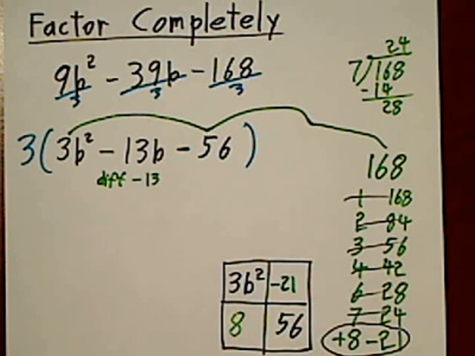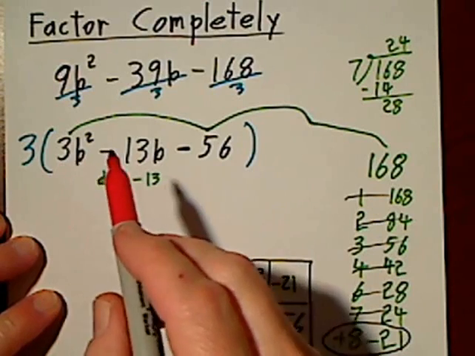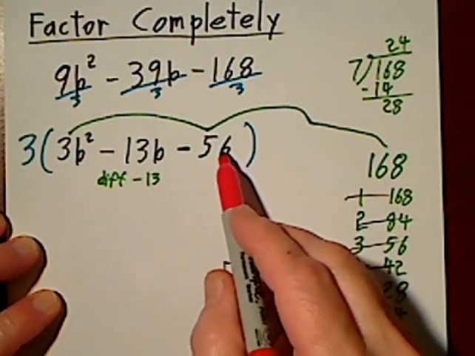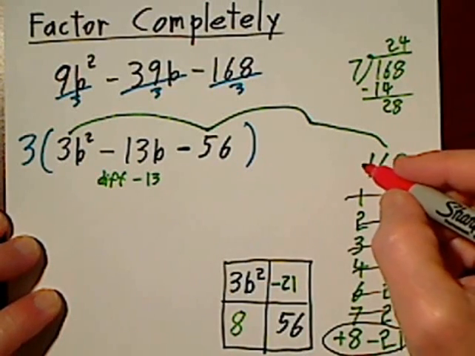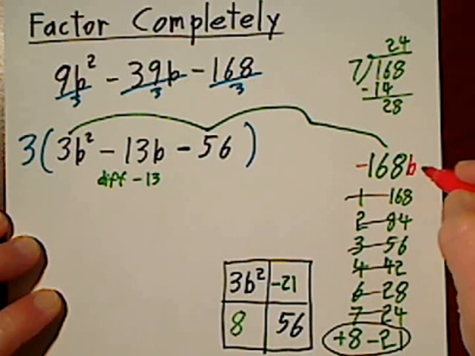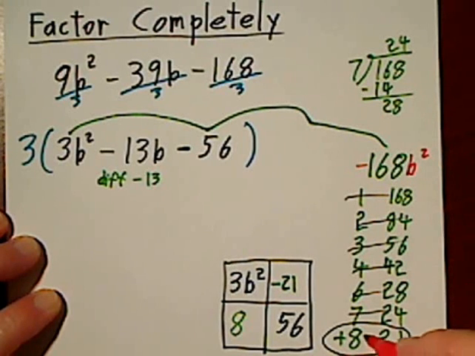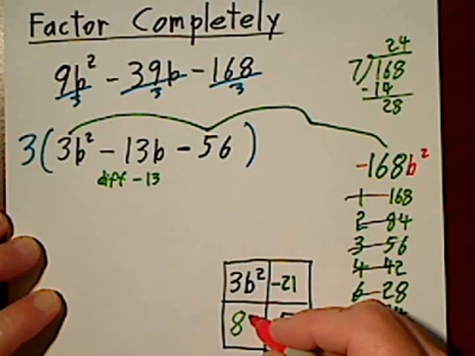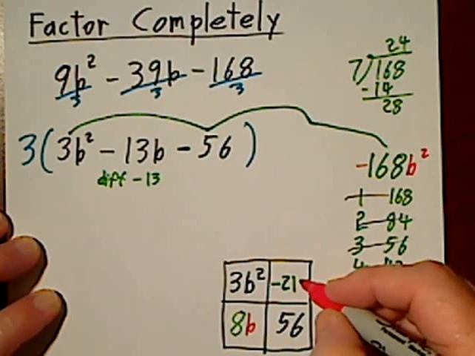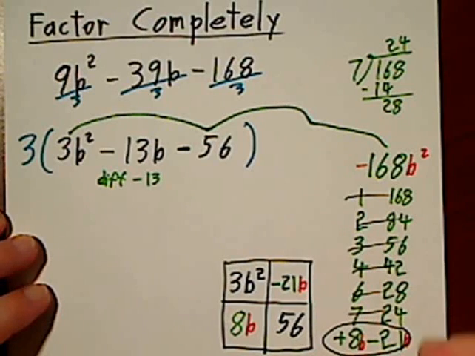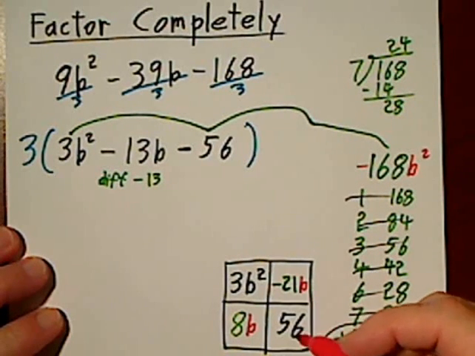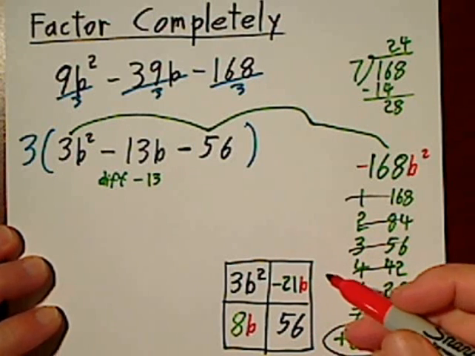And there is one thing you have to remember. When we multiplied way back here, 3b, it was really 3b squared times negative 56. So it's really a negative 168b squared. So there's actually a b here and a b here. So you have to remember to put those variables in the box. Okay? And now you just look to see what is the greatest common factor of 56 and this negative 21b.